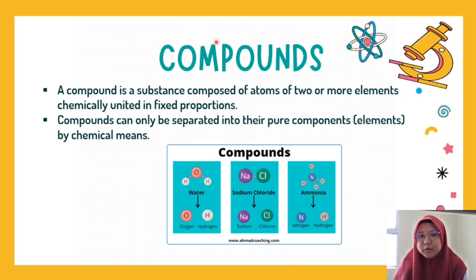Next, compounds. A compound is a substance composed of atoms of two or more elements chemically united in fixed proportions. Compounds can only be separated into their components, which are elements, by chemical means. This is an example of compounds: water, sodium chloride, and ammonia.